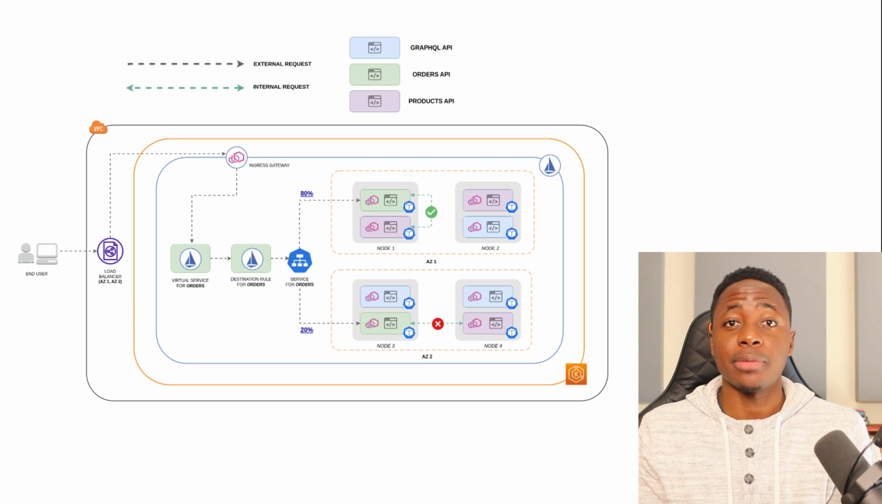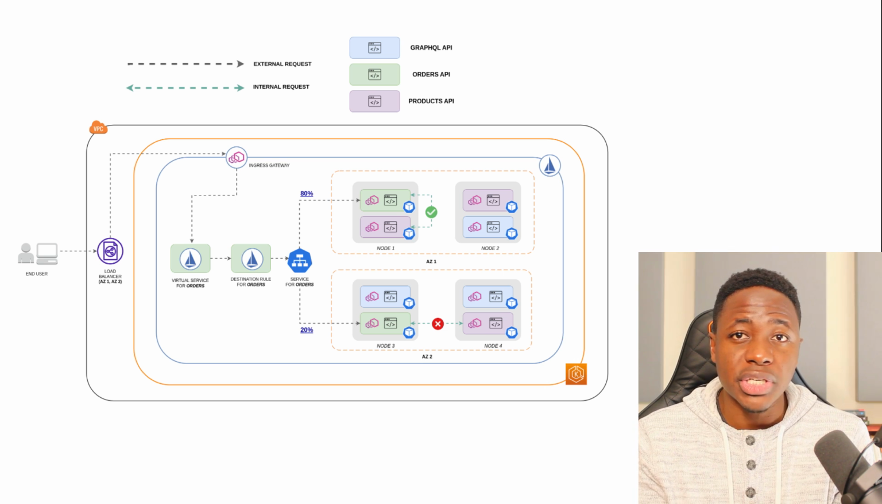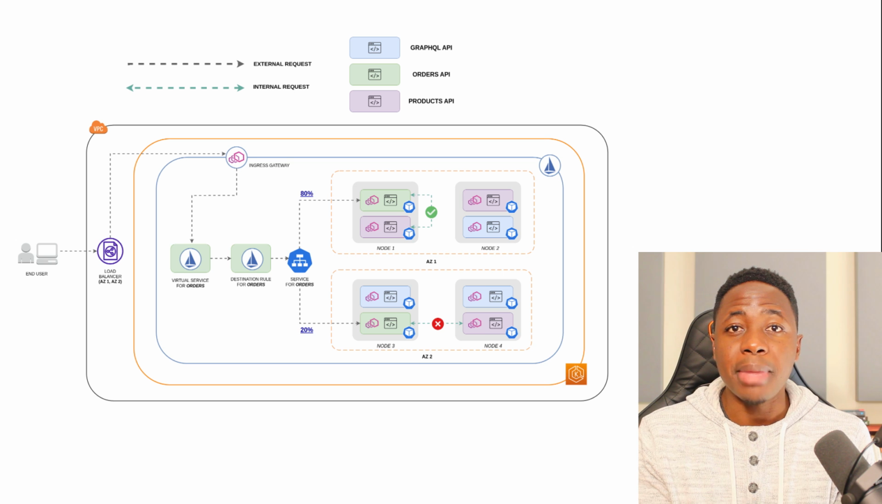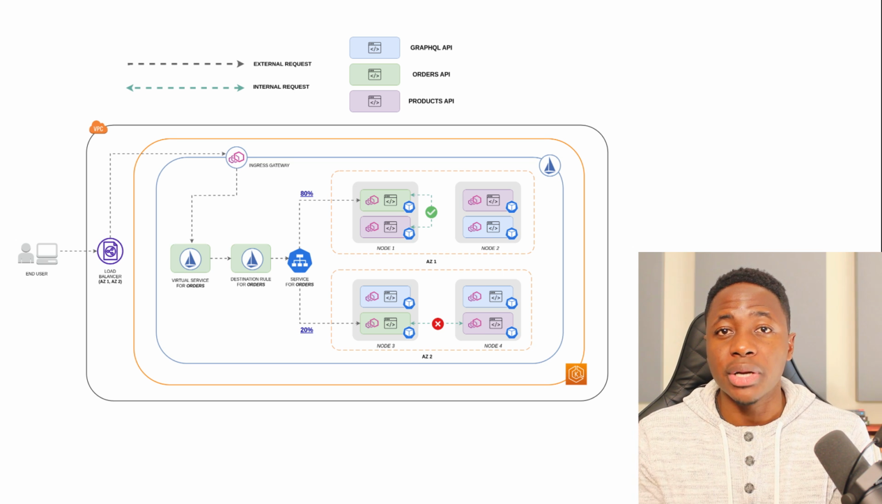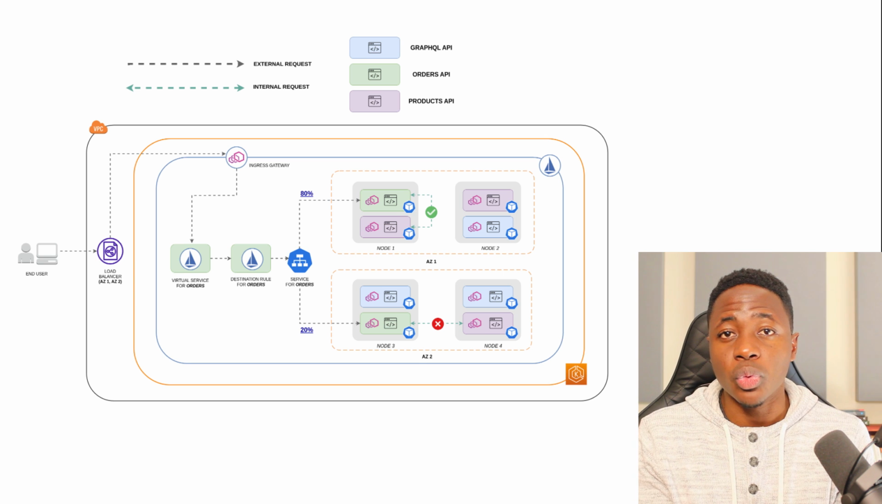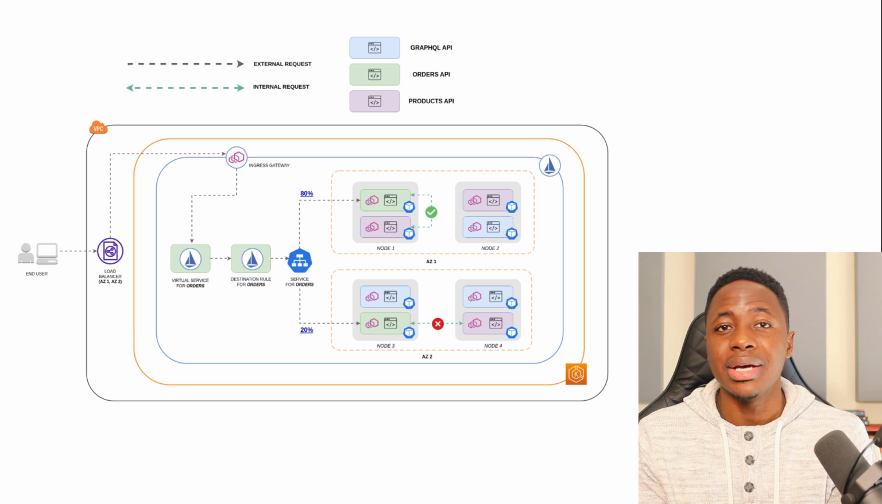Now, for production setups, this means we should also have topology spread constraints in place to make sure that we have enough replicas spread across different nodes and AZs. Also, we should have pod affinity rules to make sure that pods that need to communicate with each other are co-located on the same nodes.